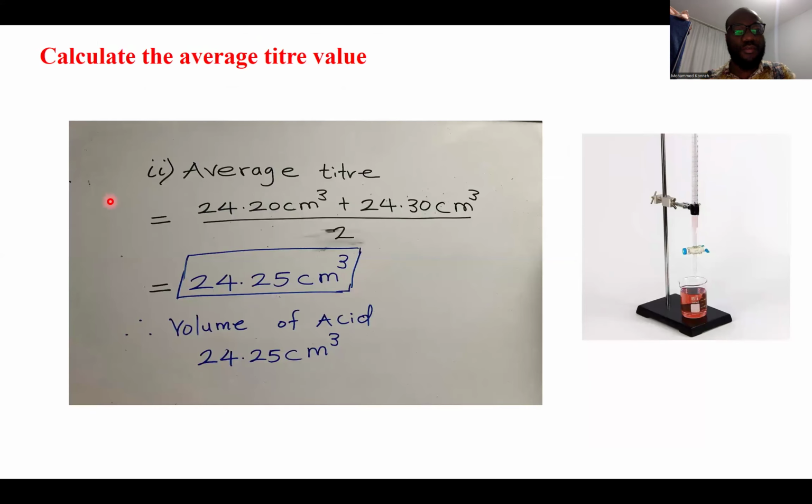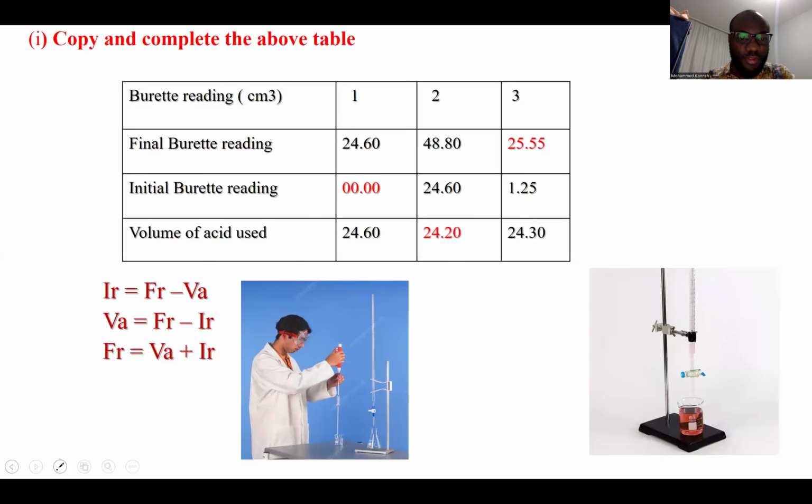The next thing is to calculate the average titre, in other words, also known as the volume of acid. So the average titre will be equal to 24.20 cm3 plus 24.20 cm3 divided by 2. How did we get this number? We always take the volume of acid. We have three different values, and we look between them to find which ones are consistent and inconsistent.